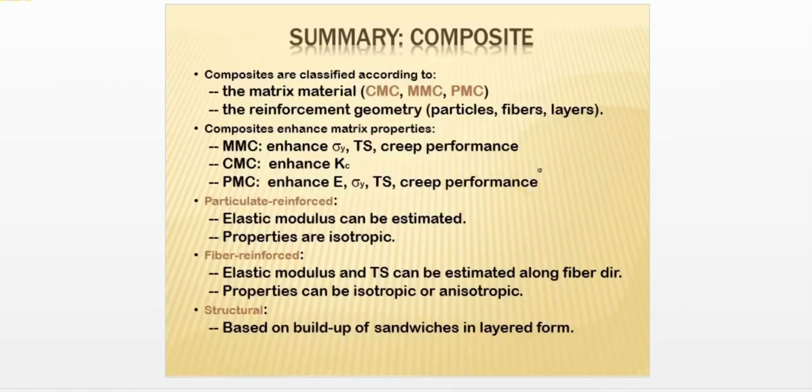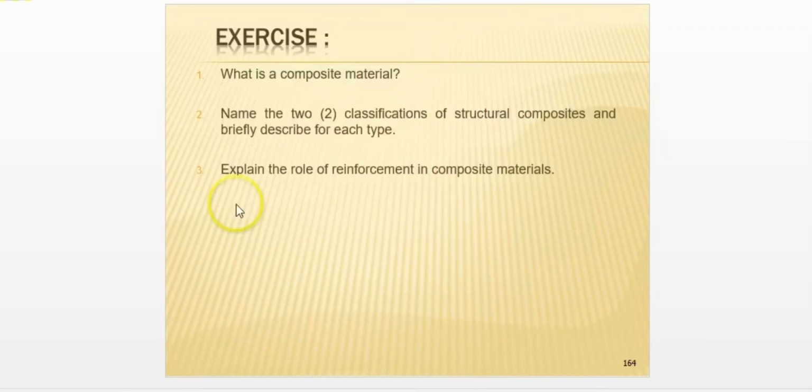Alright, into next slide, which is on the summary on the composite. So the matrix here for the CMC, MMC and PMC, the reinforcement geometry on the particle, fiber and layers. On the MMC, which we will enhance the stress and then the tensile stress, creep performance. Enhance the K for the CMC. Okay, and then for the PMC, which is enhance the Young modulus, stress and then tensile strength and then the creep performance. Okay, yang ni boleh baca senang cerita, yang ni kita revise balik lah. Okay, from the previous class that we have been go through.